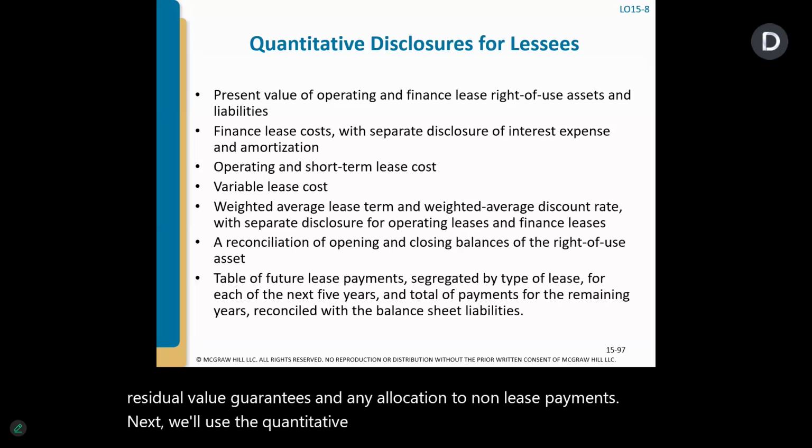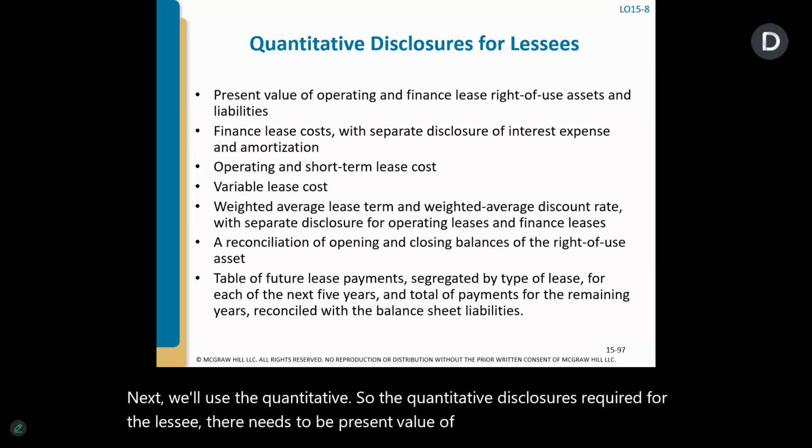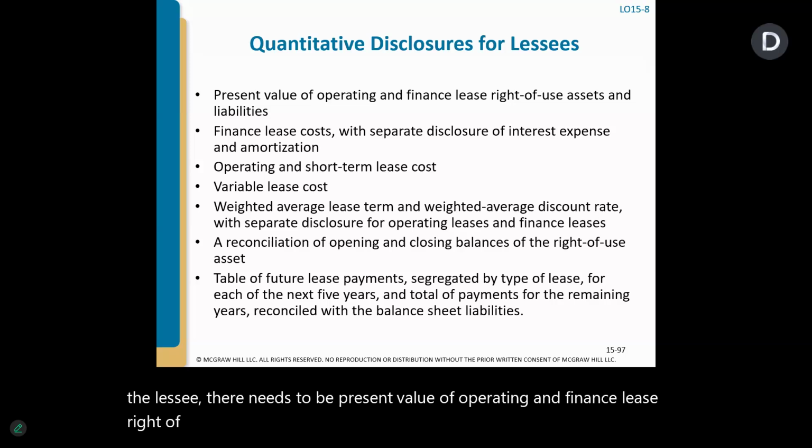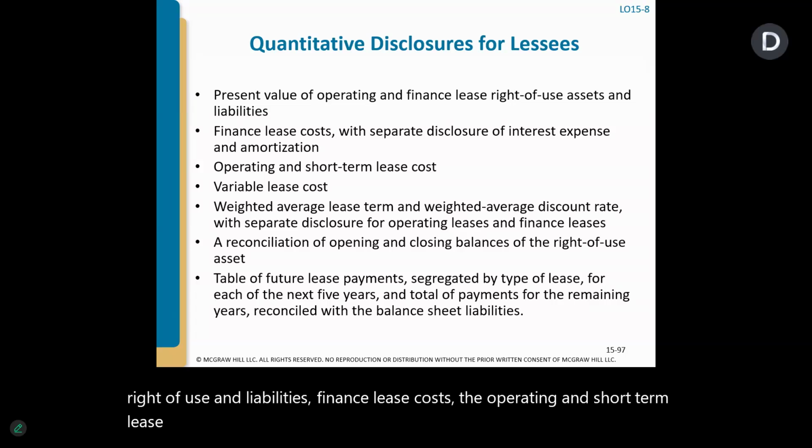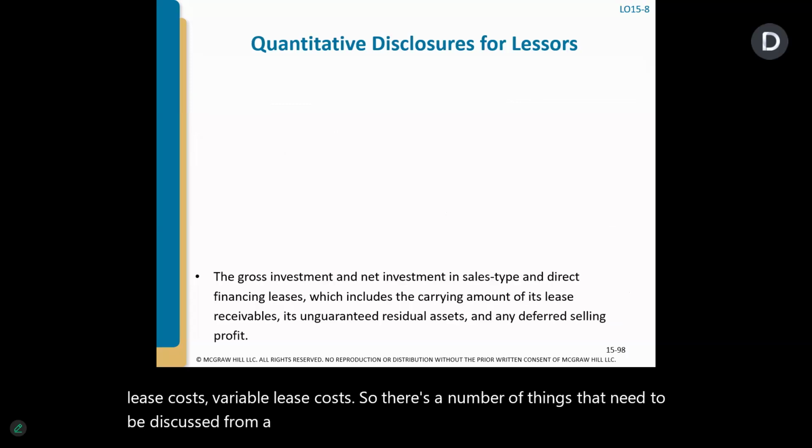Next one is the quantitative. So the quantitative disclosures required for the lessee: there needs to be the present value of operating and finance lease right-of-use assets and liabilities, finance lease costs, operating and short-term lease costs, and variable lease costs. So there's a number of things that need to be discussed from a quantitative perspective.